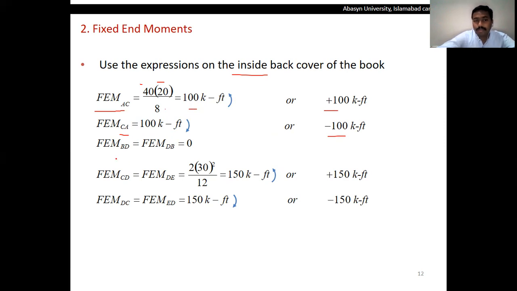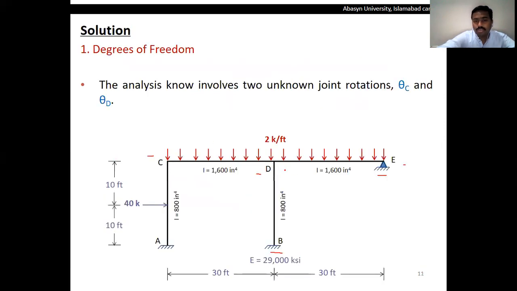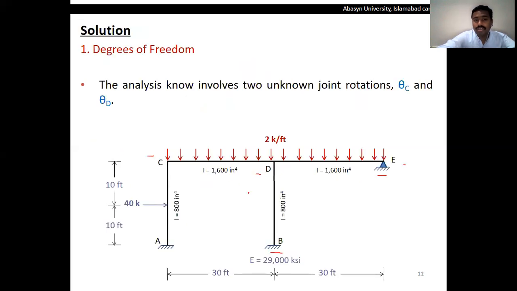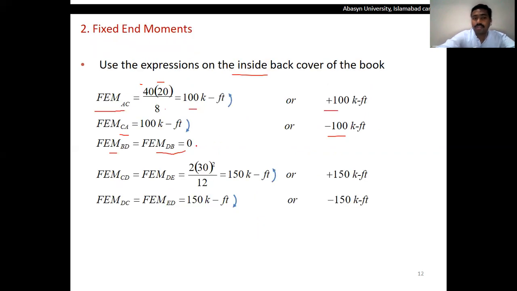While for the members B to D and D to B, there will be a value of 0, because there is no loading acting on the members B to D. Neither is there a point load nor a uniformly distributed load or varying distributed load. So when there is no loading, the fixed end moment automatically comes out to be 0.